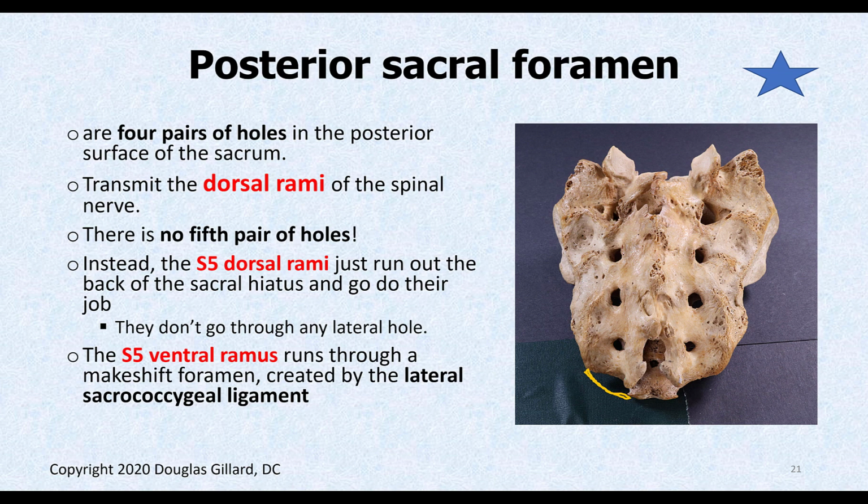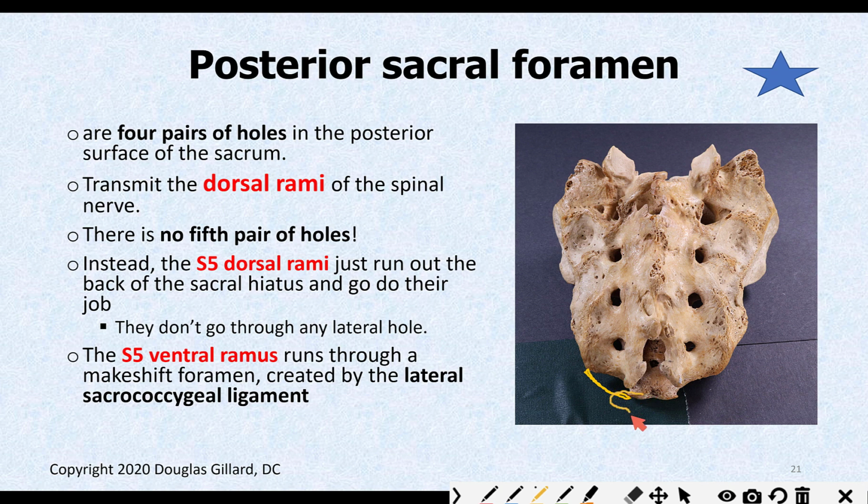All right, posterior sacral foramen. So again, those are the holes there. There's 4 posterior sacral foramen. You should definitely know what goes out of that hole. That would be the dorsal rami of the same number. So out of this first one, the dorsal ramus of S1 comes out of there, dorsal ramus of S2, dorsal ramus of S3, dorsal ramus of S4. Dorsal ramus of S5 is a little bit different. We've talked about that a million times already.